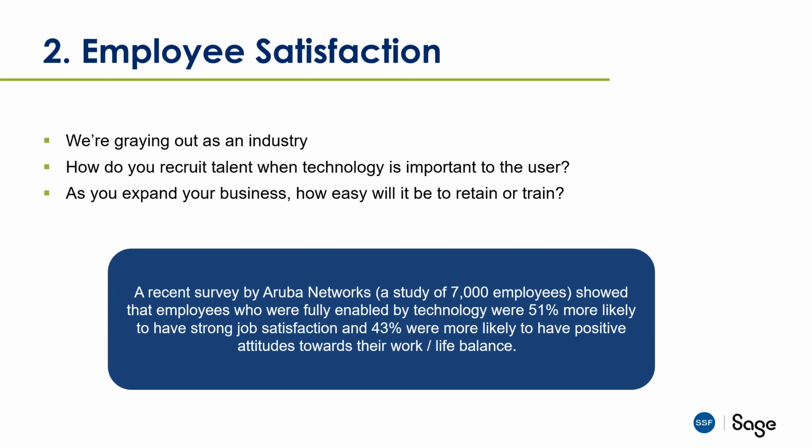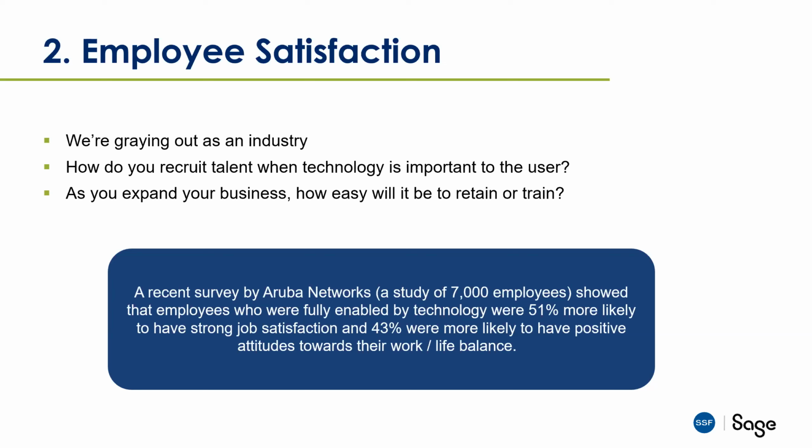How do you recruit talent when technology is important to the user? We've got a whole generation that didn't grow up on paper and pencil, right? They get everything off their phone. I think we all do now, right? So you have to have the proper technology in order to satisfy the employees that come to work for you. I've heard from many clients that they've lost talent simply because the technology they were using wasn't up to date. The user interface wasn't good. It was old. And we've got a whole generation that's used to using information off their phone.